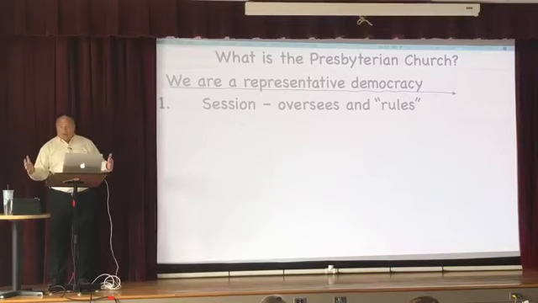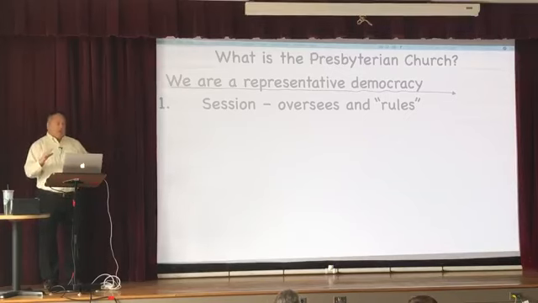And it really is important. I think it's really important. There's certainly discussion that can be made and had at the session meeting, but that work should be done at the committee level to iron out details.